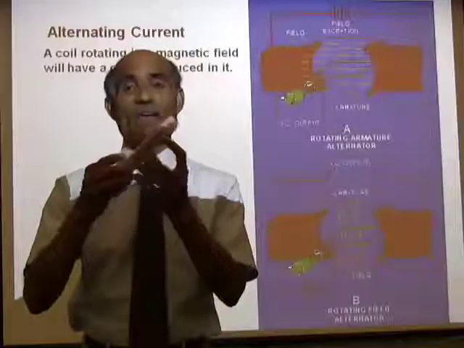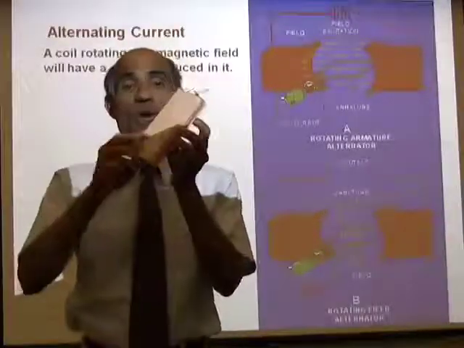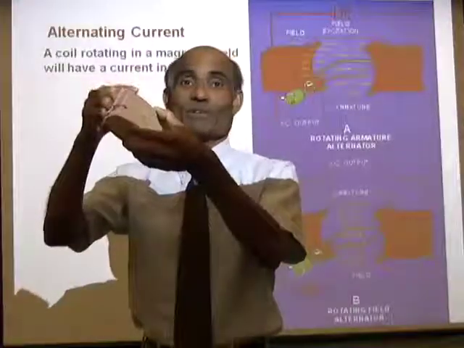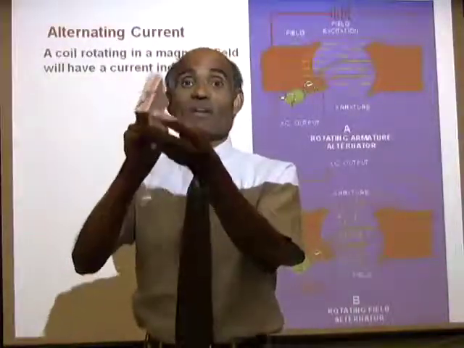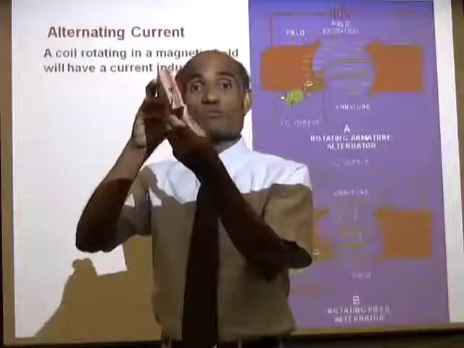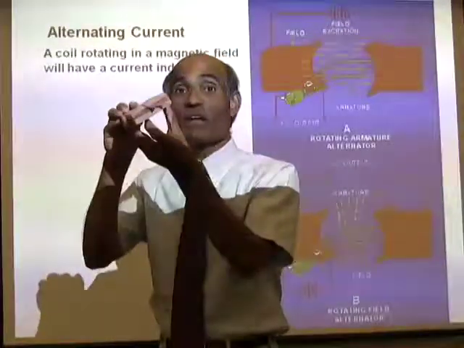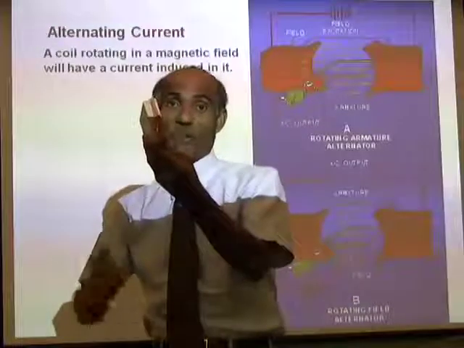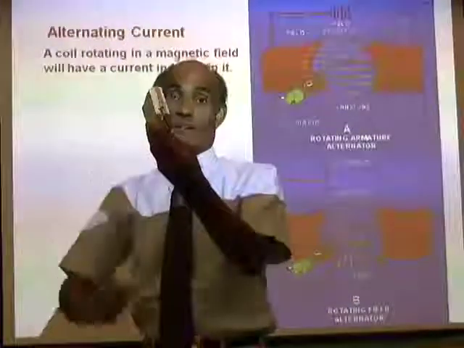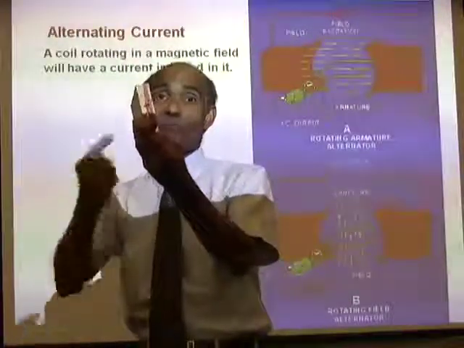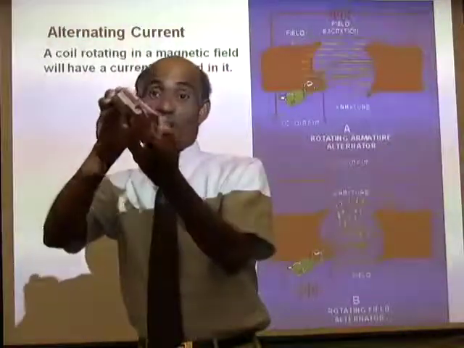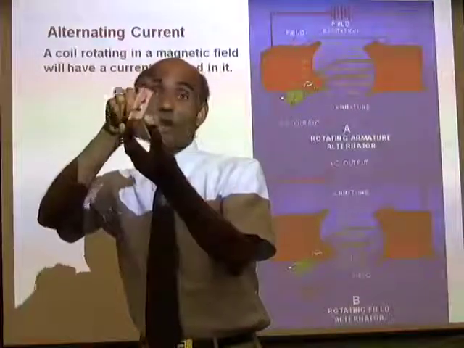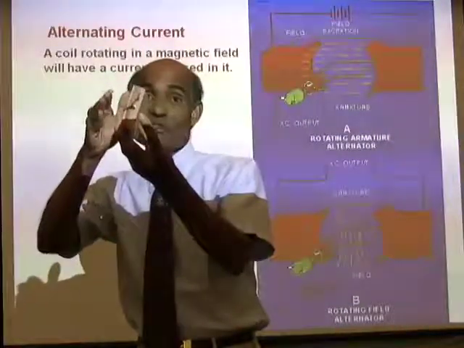I have with me a rectangular frame on which I have wound a coil of wire. In the last lesson we found that if such a coil is rotated in a magnetic field, imagine that there is a magnetic field directed from the floor to the ceiling. There are lines of force going from the floor to the ceiling. If I rotate this inside that magnetic field, this coil will be cutting the lines of force.